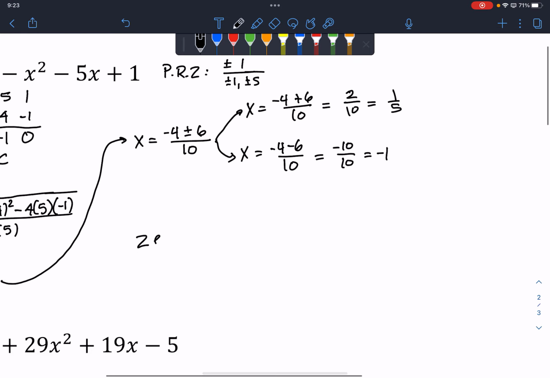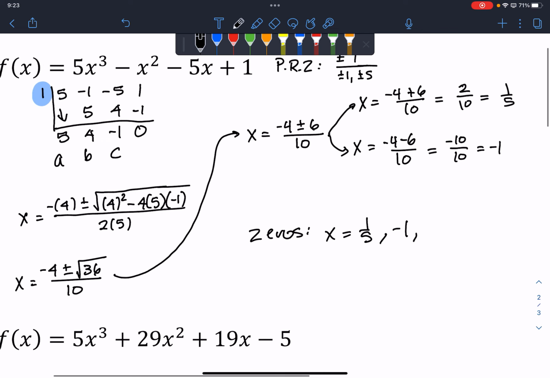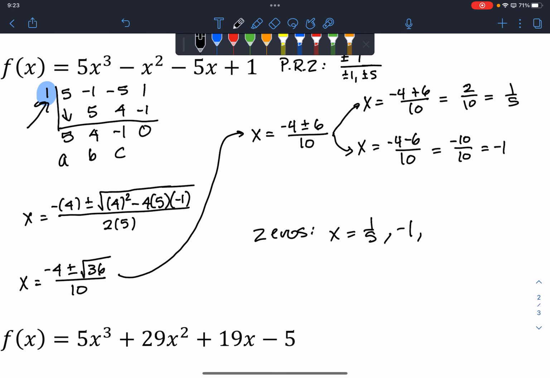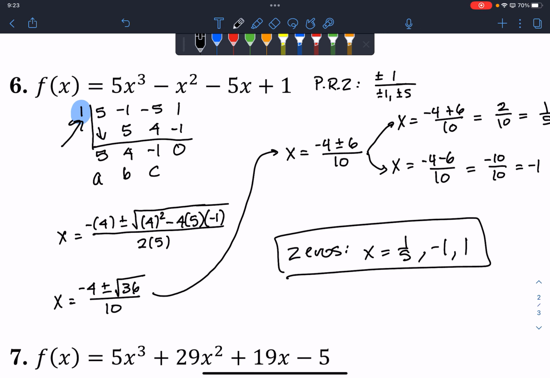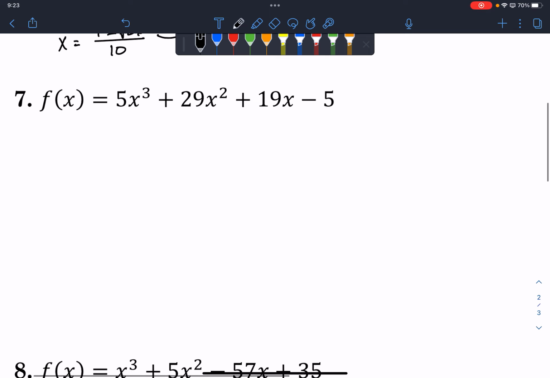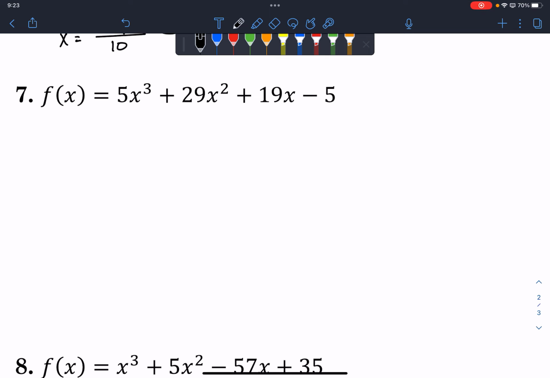So our zeros are positive 1/5, negative 1, and of course this one up here, which is positive 1. So here are the three zeros to this function. All right, a couple more to do.